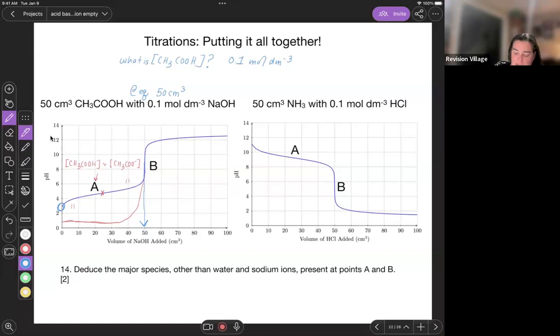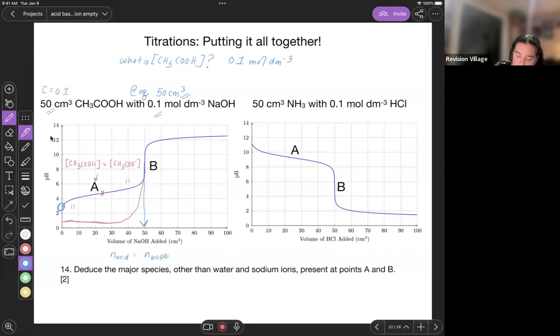When you're asked about the concentration of an acid using a titration curve, I recommend 100% that you always go to the equivalence point and set up a number of moles of acid is equal to the number of moles of base problem. Multiply the concentration times the volume of the base. You know the volume of the acid, so you can deduce the concentration of the acid is 0.1.